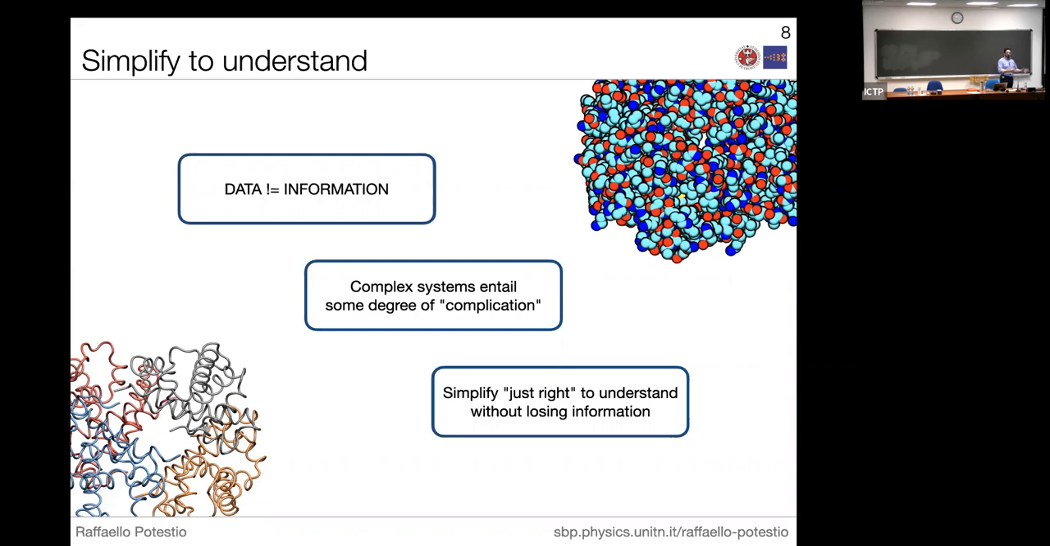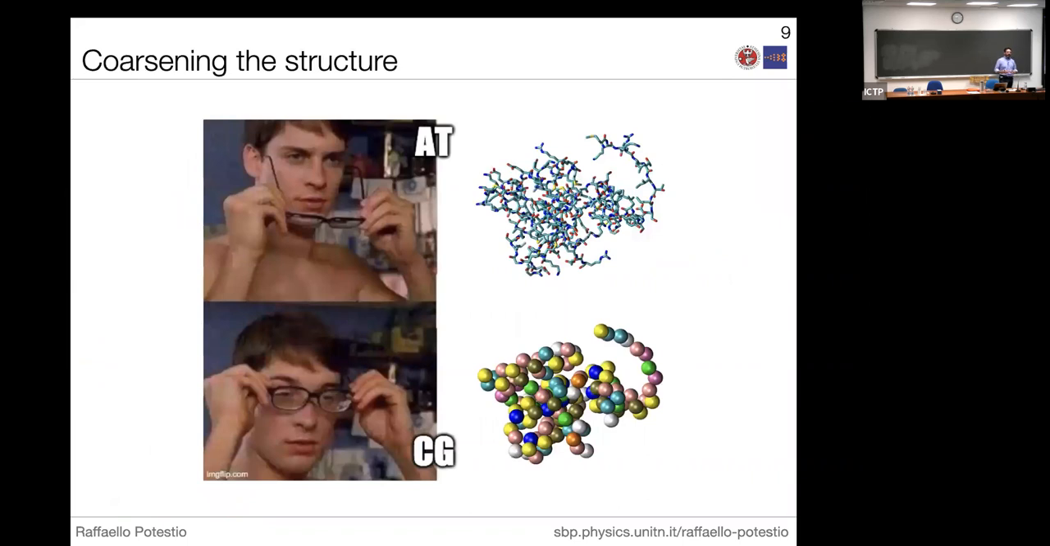Coarse graining applied in this context means to provide a description of the system that is simpler so as to figure out better what the system does without losing important information. This can be interpreted in two ways. We can either observe a very detailed description of the system as it comes from an all-atom molecular dynamics simulation, and we look at it in simplified terms so as to understand it better. So there is a filtering procedure, or we can directly model the system in simpler terms.